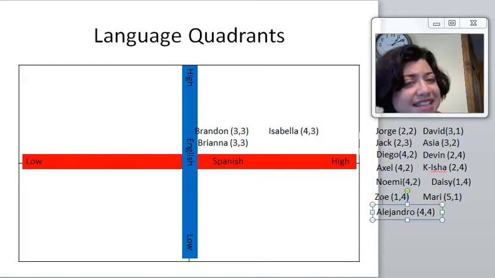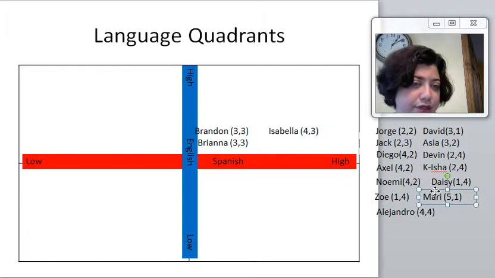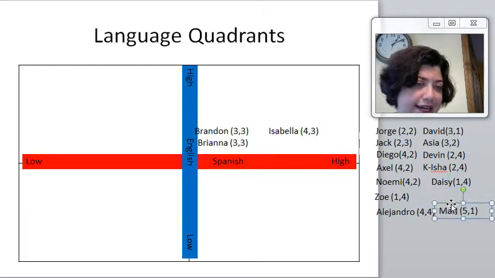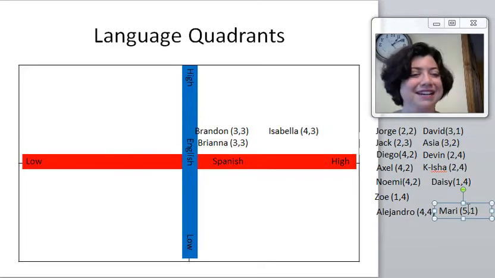And so you'll notice that I don't have anybody that's a 5-5. If I had 5-5s, I would match them together and hope they could learn from each other. But I do have Mari. Now I already paired Mari with Zoe, so I'm going to pull Mari out and match her with Alejandro. Because now Mari is a stronger, at least according to this assessment, Spanish speaker than Alejandro, and Alejandro is a stronger English speaker than Mari. So they might both have a chance to be an expert.